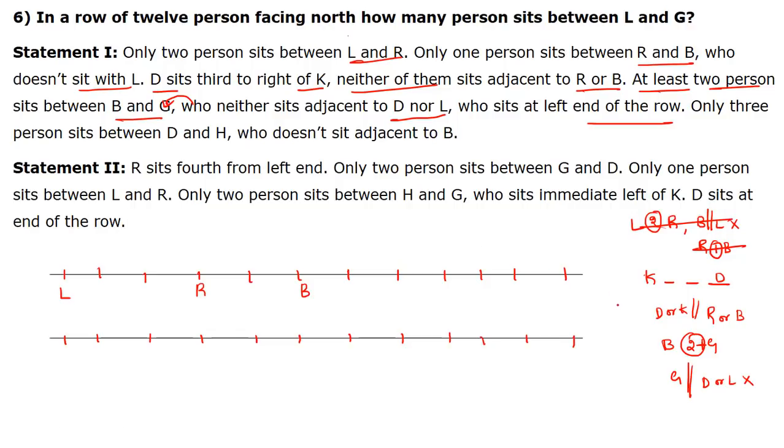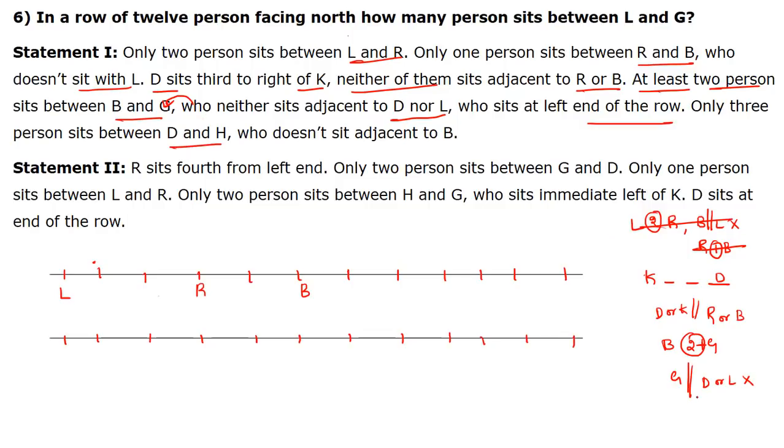So now see, can we place any other information? So between B and G there is a gap of at least two persons. So B is here, 1, 2. So G can be here. But then G is not an immediate neighbor to D or L, so G cannot be placed at this particular place. So there is only one possibility. If you go to the left of B, G can be here, here, here, or here. So there are so many possibilities where we can place G. Okay, the next one is only three persons sit between D and H.